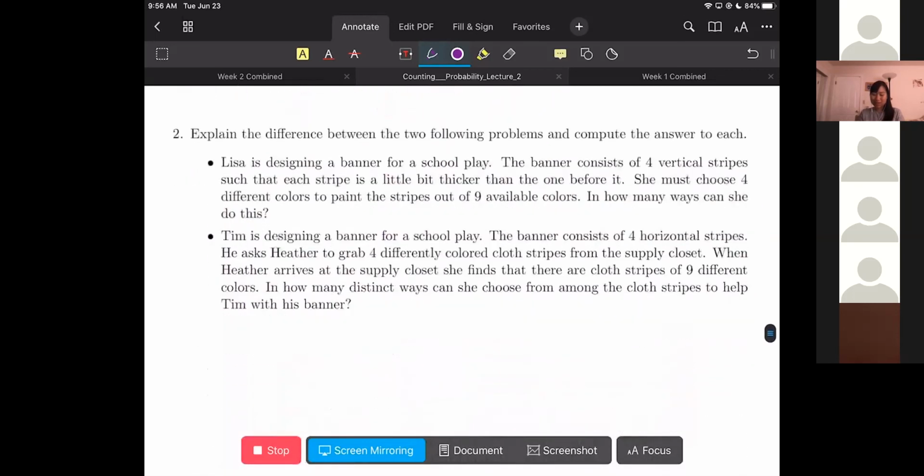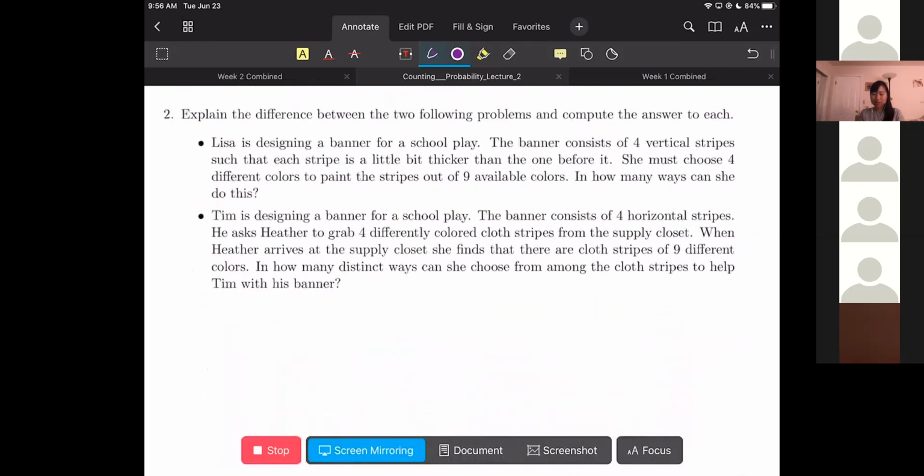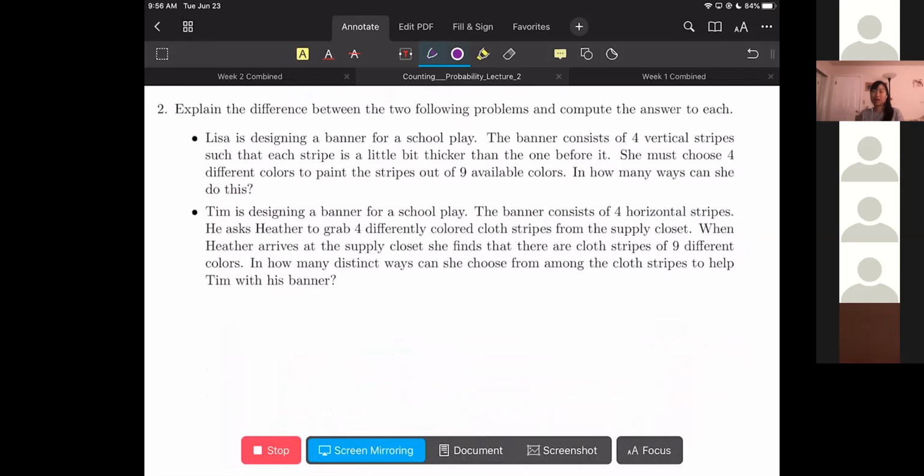And then this problem is actually related to another question that someone asked earlier, which is how do we know the difference between combinations and permutations? So take a minute, we'll read these together, and then I want someone to explain what the difference is between these two problems. The first one is: Lisa is designing a banner for a school play. The banner consists of 4 vertical stripes, such that each stripe is a little bit thicker than the one before it. She must choose 4 different colors to paint the stripes out of 9 available colors. How many ways can she do this?